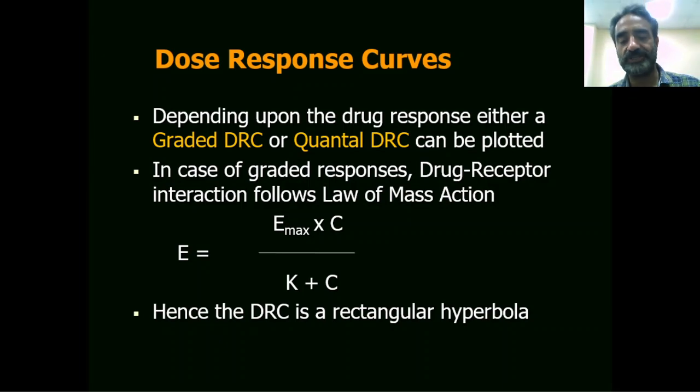So here reaction velocity is represented by the drug effect. So drug effect E. So E is equal to E max into C divided by K plus C. This is the equation which defines the drug receptor interaction and hence the drug effect relationship. So E is equal to E max into C. E means effect of the drug, E max is the maximal effect that can be achieved by a drug, and C is the plasma concentration, which is a representative of the dose of the drug.